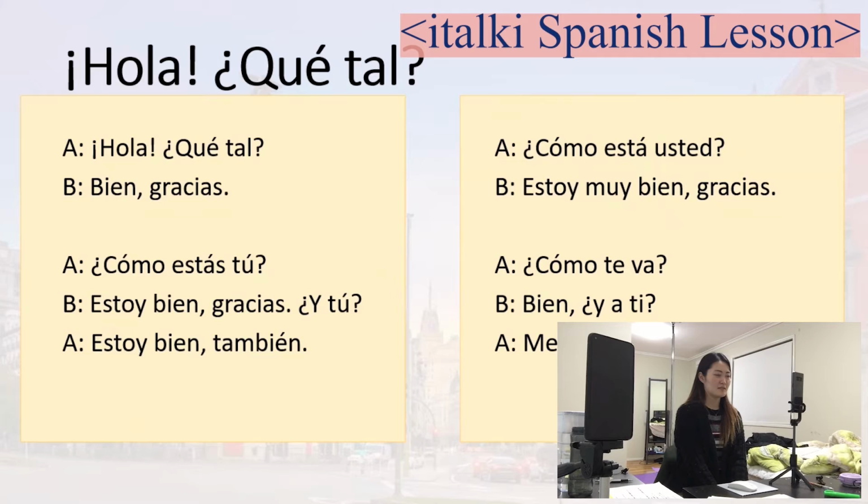How do I say I'm fine, thanks? Estoy bien, gracias. How do I ask, how are you, informally? There are 3 forms. ¿Cómo te va? So, cómo te va is one. What is another way of asking, how are you? ¿Cómo estás tú? And the last one. Yes, it's 3. ¿Cómo te va? ¿Cómo estás tú? And ¿qué tal? Very good. And how do I ask formally, how are you? ¿Cómo está usted? Excellent.